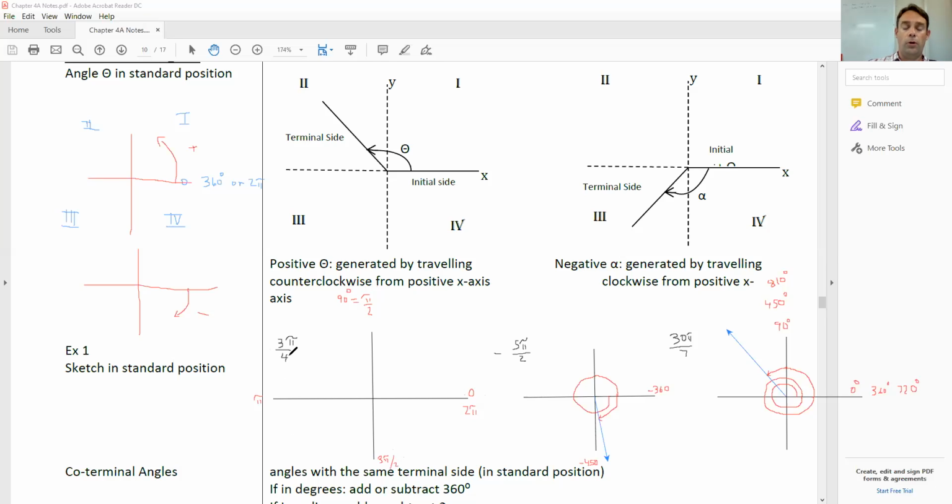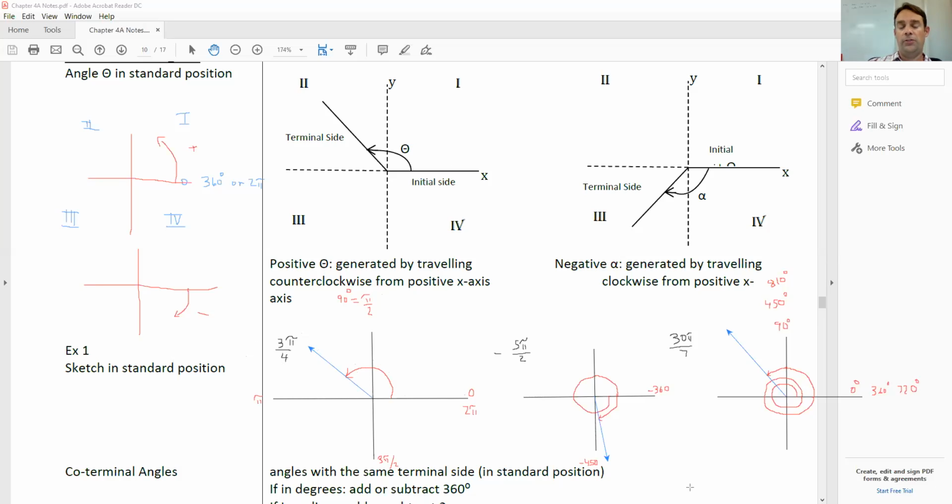So I'm looking for 3 pi over 4. So this is like 0.5. 1/2 pi is 0.5 pi. Pi is 1 pi, and I'm looking for 0.75 pi. Well, that's going to be a little bit more. That's halfway between 0.5 pi and 1 pi. So halfway between 0.5 pi and 1 pi would be 3/4 pi. And there's my coterminal angle.